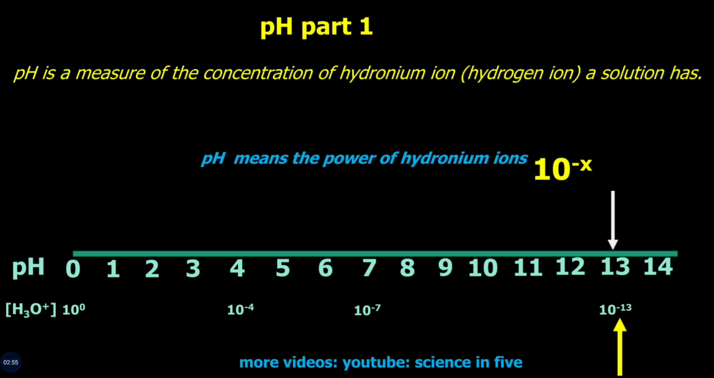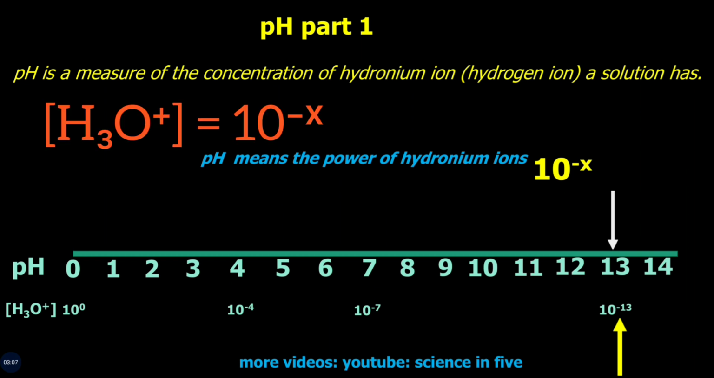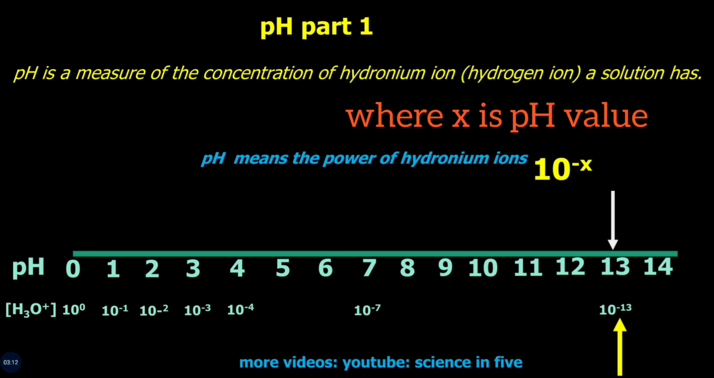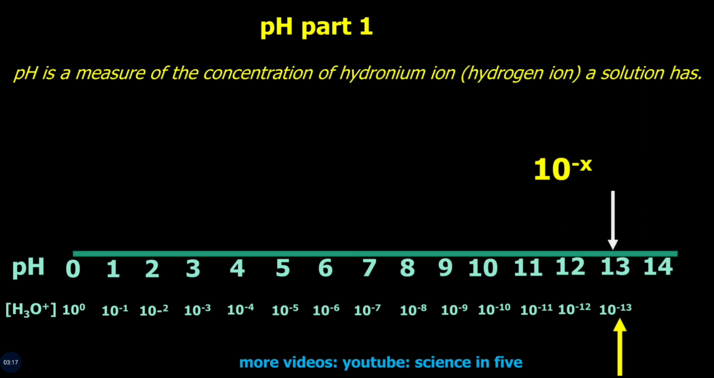So now there is a pattern that is emerging. Each of those concentrations of the hydronium ions is actually 10 to the power of the negative pH value. Let's fill in the values. pH 1, 10 to the negative 1, and the pattern goes on and on like that. Okay, so that is what the concept of pH is all about. It is a measurement of the concentration of the hydronium ion a solution has.